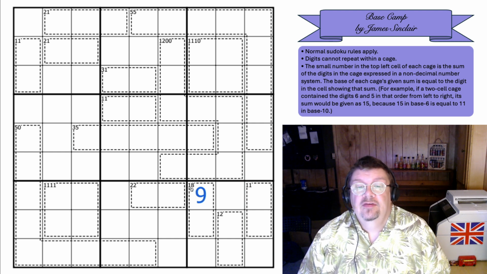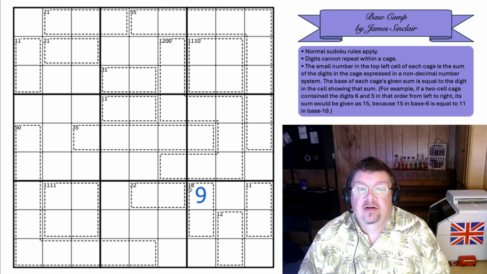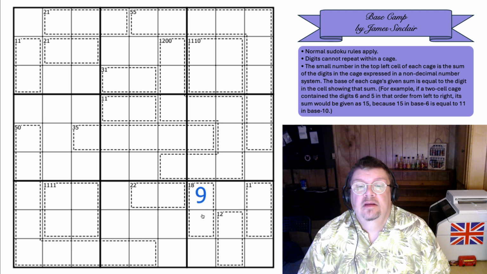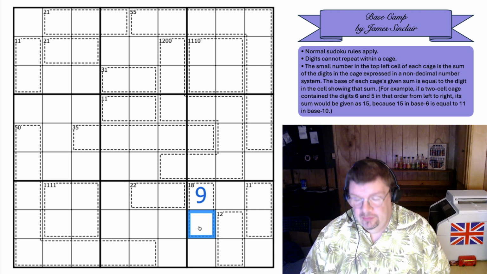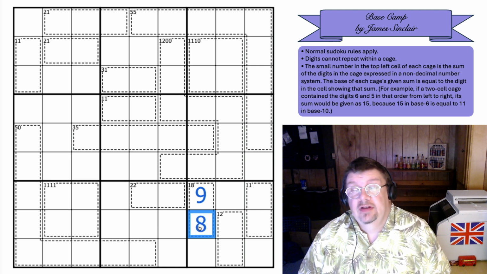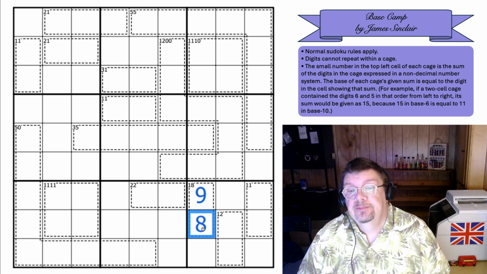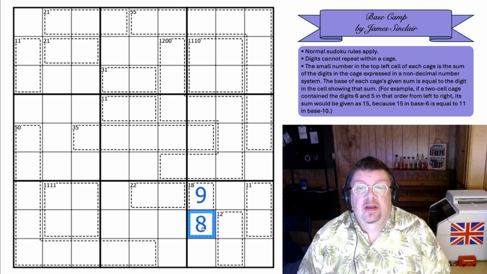Now, base 9 with 1, 8, so we have 8 in the units column, we have 1 in the nines column, so 9 times 1 is 9, and add 8 and we get 17, so 17 in decimal, and so that must be an 8, which is actually the largest number we can have in a 2-cell cage, 17, 9 and 8. Okay.